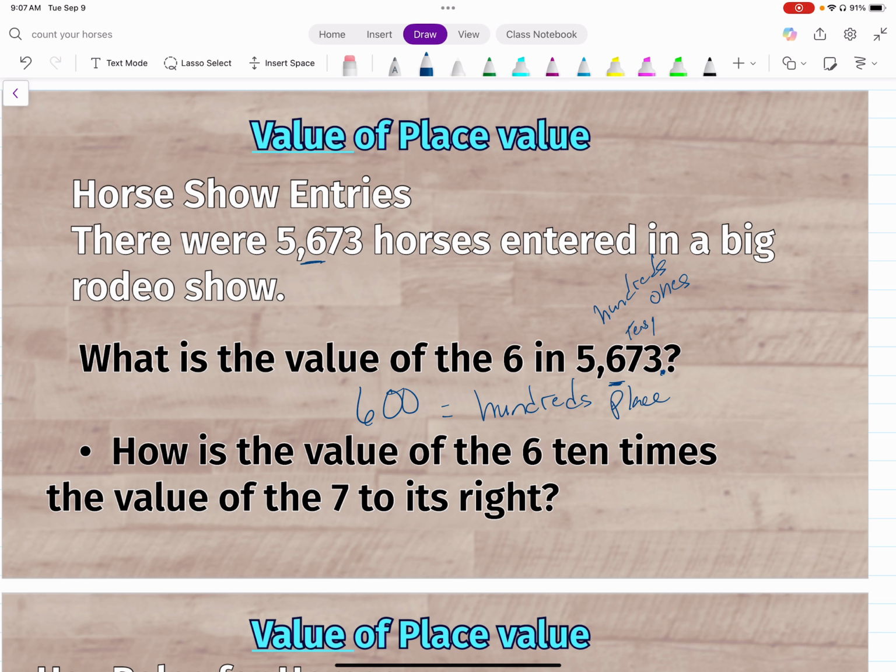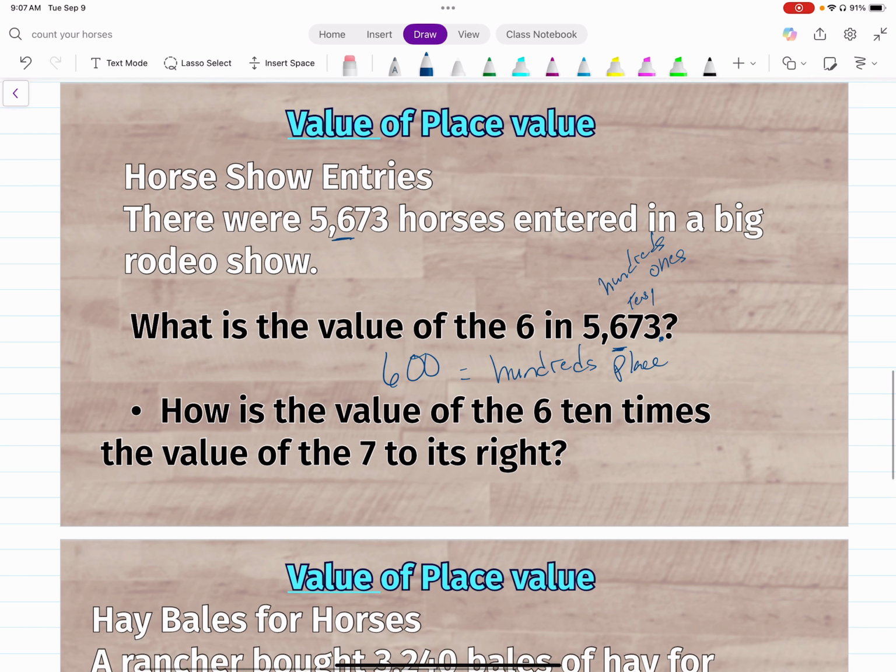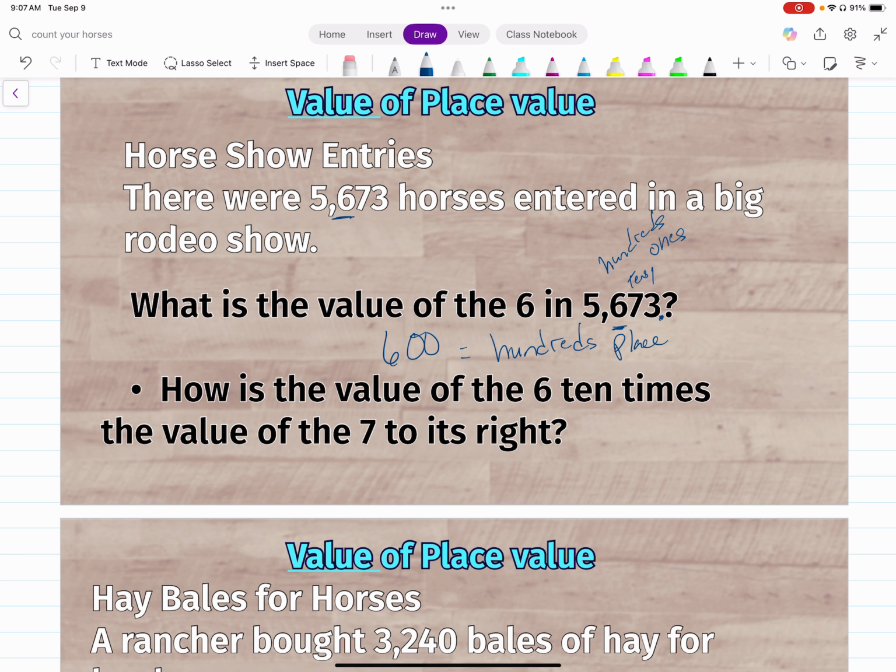All right. How is the value of the 6 10 times the value of the 7 to its right? Well, 10 times the value, it's because 10 times 10 equals what? 100. And it's one place value difference. So it's one place difference. And 10 times 10 equals 100 would be the other reason.